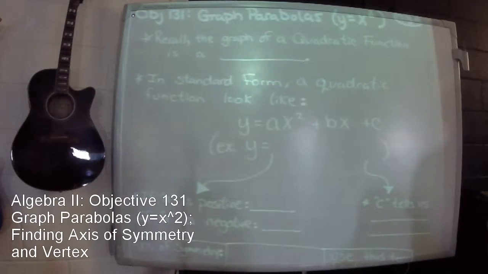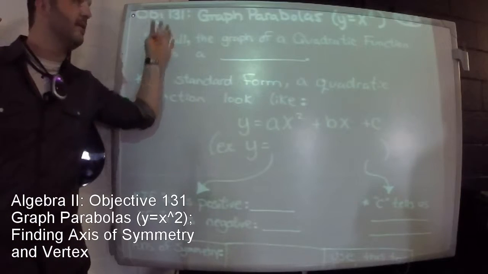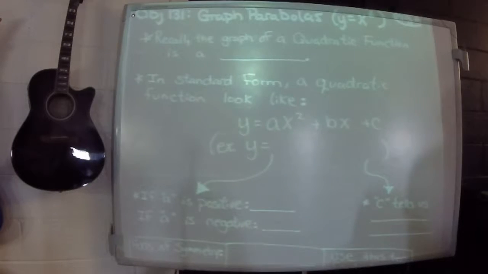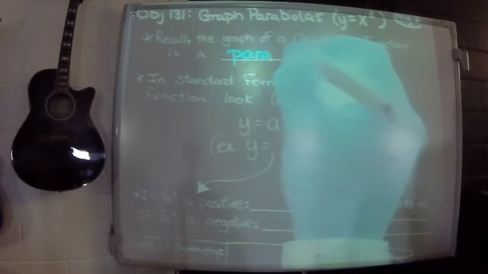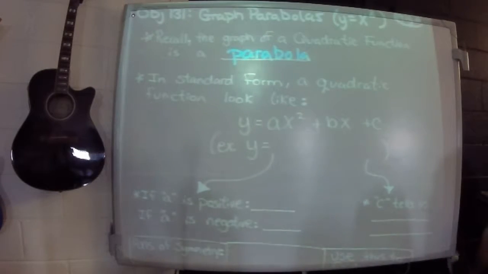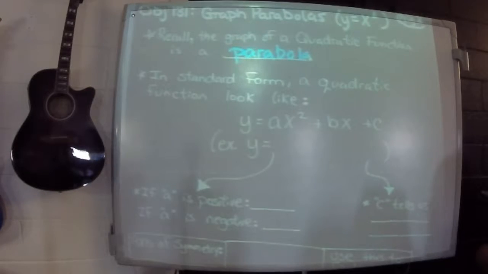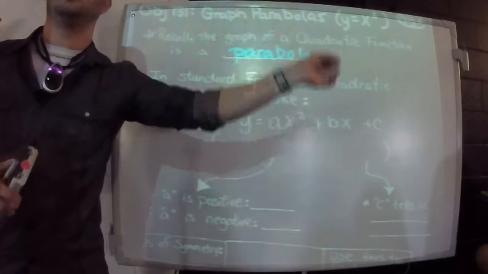Objective 131, graphing parabolas. Now obviously the first question is going to say, recall that the graph of a quadratic function is a what? What shape do we get? Parabola. A parabola. A U. Now, the good thing about Objective 131, when you're actually doing this, we're going to talk about some stuff today that I want to teach you about parabolas and quadratic functions, but legit, when you do this, every single problem you get on 131 starts out with graph something that says y equals.